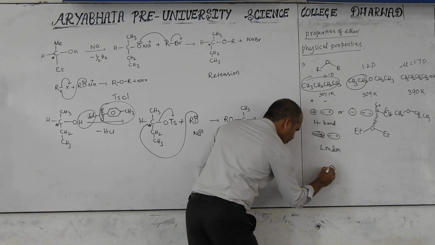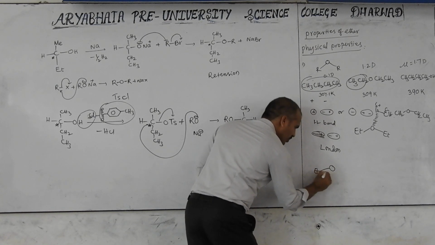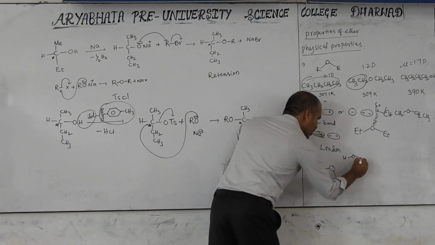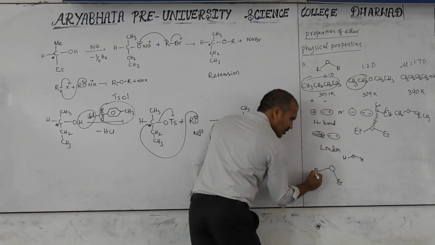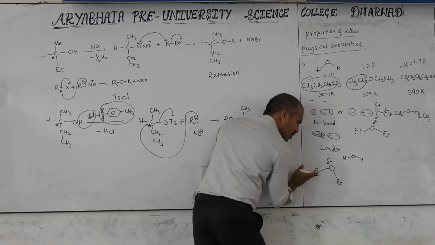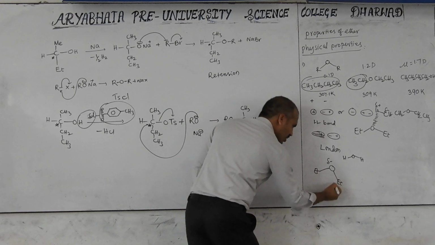This is the ether. Consider this is ethyl. This is the ethyl. Now, if you take the water molecule like this, then oxygen is electronegative, so you will get a partial negative. It will indicate like this, electrons attract toward the oxygen. Here also electrons attract toward the oxygen.